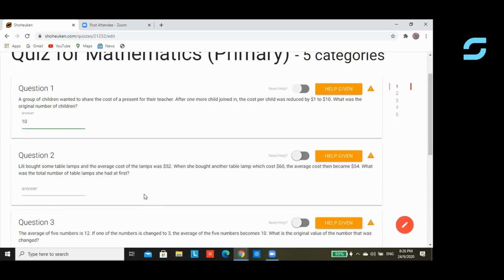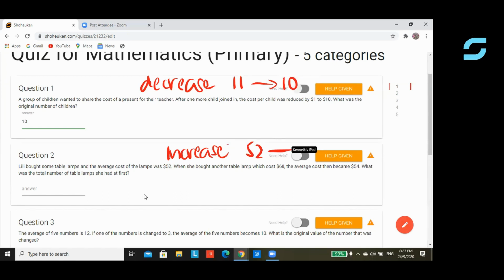So the main difference between these two, this is a decrease. This is an increase. So the method is the same, but one became smaller, one became bigger. Because for the one above, the average went from 10 to 11, whereas this one, the average went from 52 to 54. So it's actually the same. I'm quite certain that one of these will appear in PSLE. Because it's slightly more difficult, because you cannot use the total, right? That's why it's the more difficult version of it.